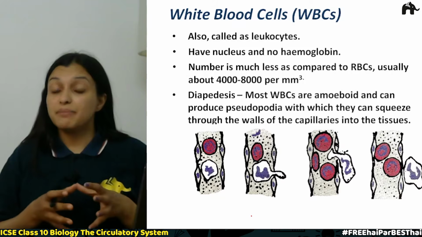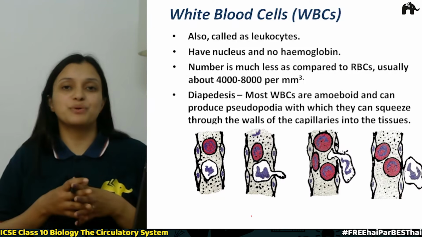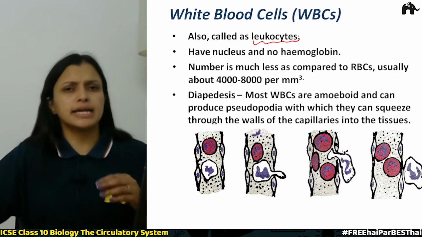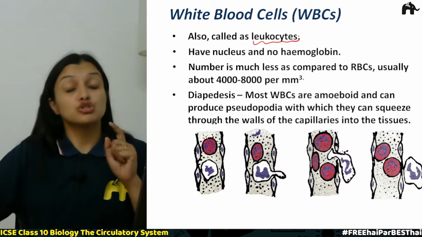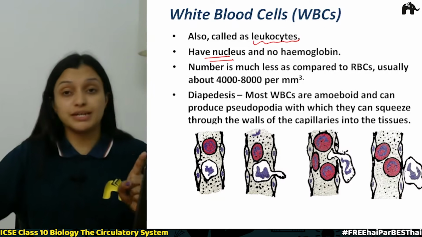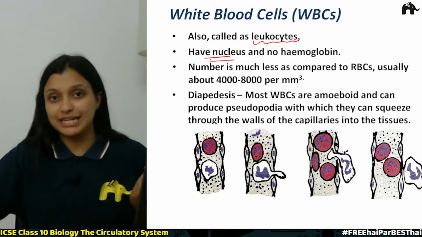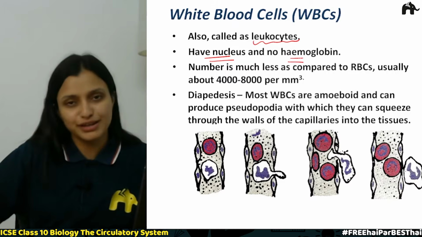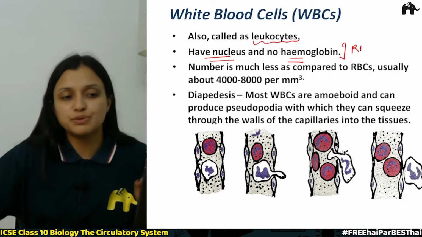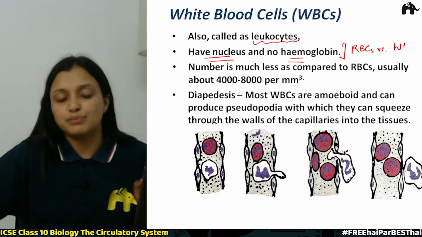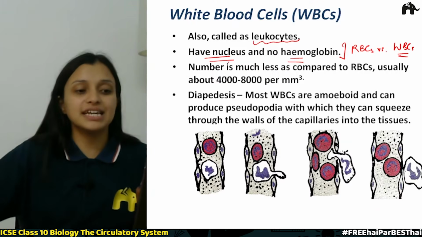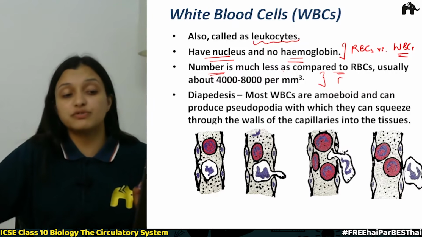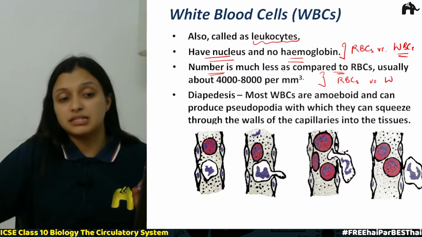So now talking about the second type of cells in our body, that is WBCs, white blood cells. They are also called leukocytes. And how do they differ from RBCs? WBCs have a nucleus, which RBCs don't have, right? But RBCs have hemoglobin pigment, which WBCs don't have. Clear? So this is the point of difference between RBCs and WBCs. Clear? The next thing is the number is much less as compared to RBCs. So this is another point of difference between RBCs and WBCs.